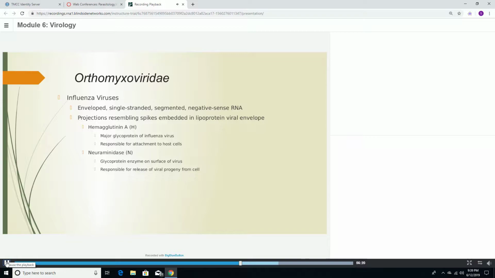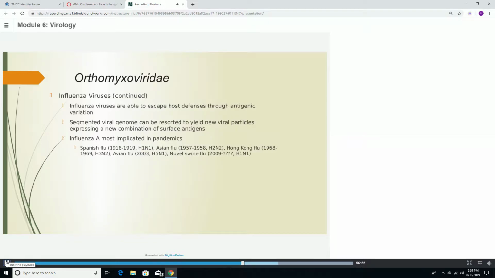Orthomyxoviridae, also known as the influenza viruses. These are enveloped, single-stranded, segmented, negative sense RNA viruses. Projections resemble spikes embedded in the lipoprotein viral envelope. So we have hemagglutinin, H, the major glycoprotein of influenza virus responsible for attachment to host cells. And then we have neuraminidase, N, a glycoprotein enzyme on the surface of the virus, responsible for the release of the viral progeny from the cell.